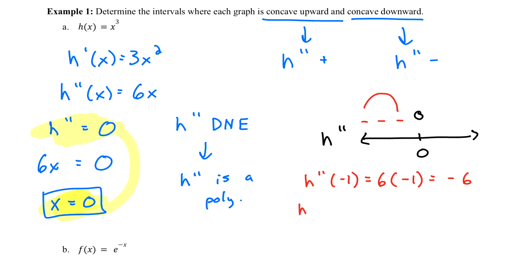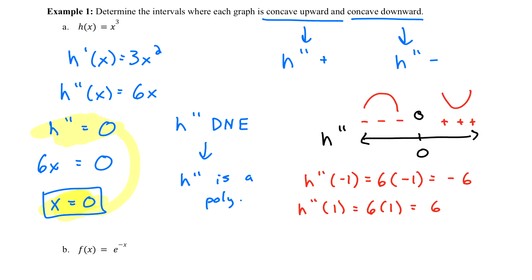So I'm going to take, let's say, x equals 1 and plug that into our second derivative. So here, 6 times 1 gives me a positive 6. Remember, it's the sign that we're interested in, so that means h double prime is positive. That means my graph must be concave up on the right-hand side of 0.